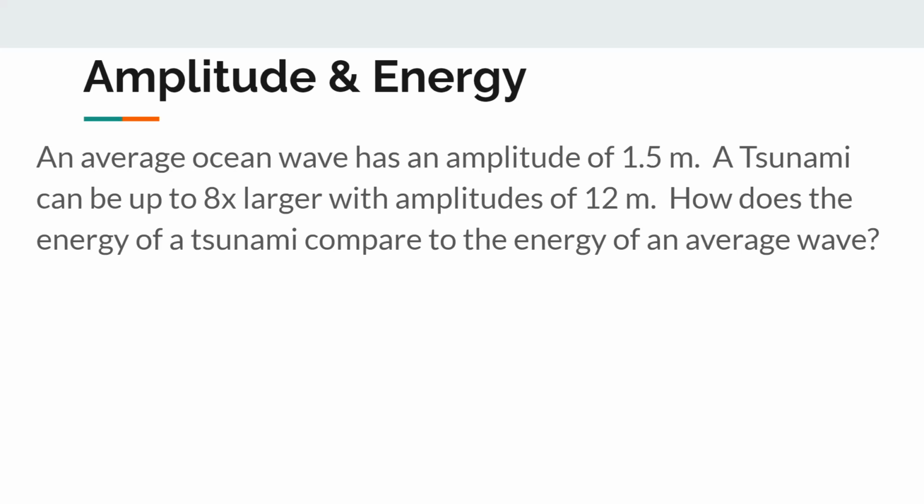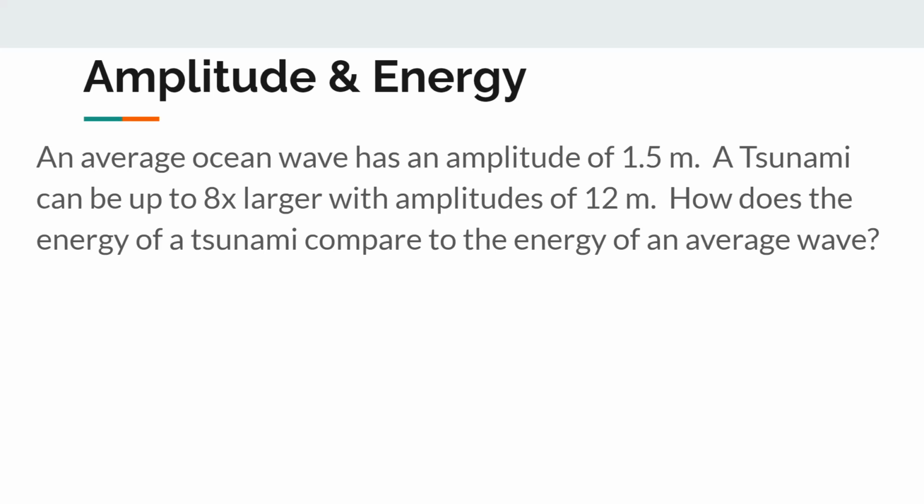All right, so I told you we would have questions with some proportional reasoning, so let's try this one. If you want to copy it down so you have an example, might be a good idea. It says an average ocean wave has an amplitude of 1.5 meters. A tsunami can be up to 8 times larger with amplitudes of 12 meters. How does the energy of a tsunami compare to the energy of an average wave?